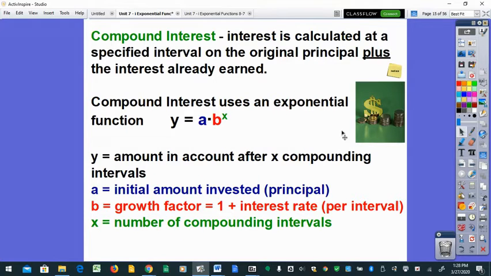So today we're going to learn how banks, like I said, actually calculate interest on money. When you put your money in the bank, you do that not only to keep it safe, but you're hoping to get more money back on your investment. That's called interest. So banks don't use simple interest, they use compound interest, and this will be an exponential function.